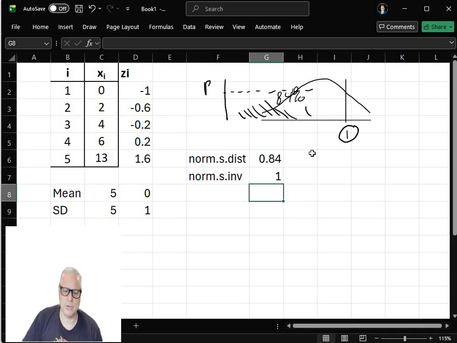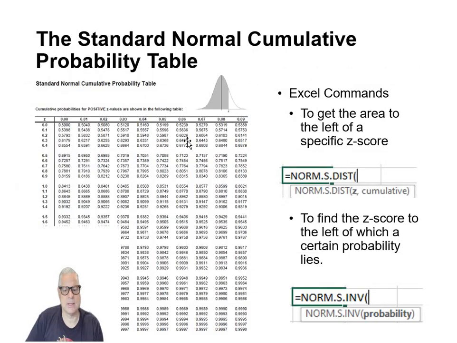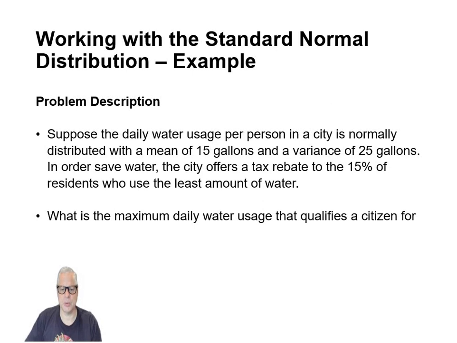So typically, of course, we work with Excel rather than tables, but sometimes it's still good to know how those tables work. Okay, so now let's do an example, and let's actually work with a problem for which we can use the z-score and the standard normal distribution probability.